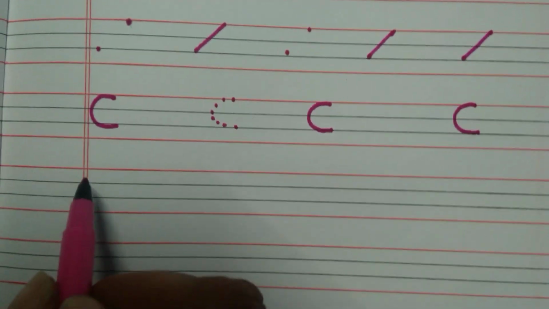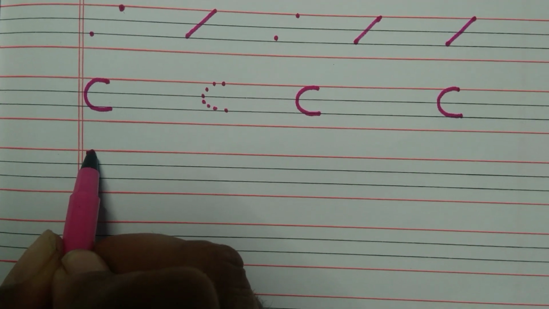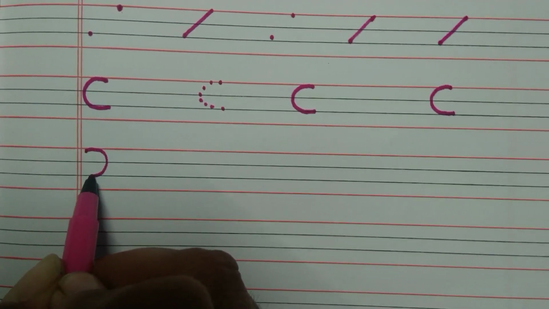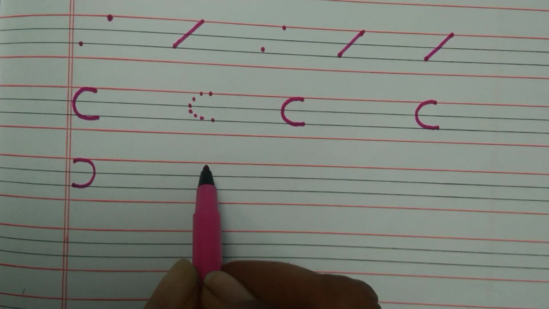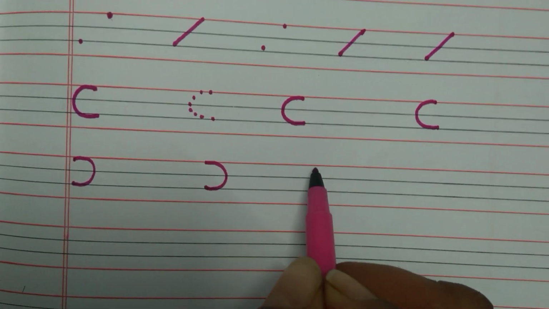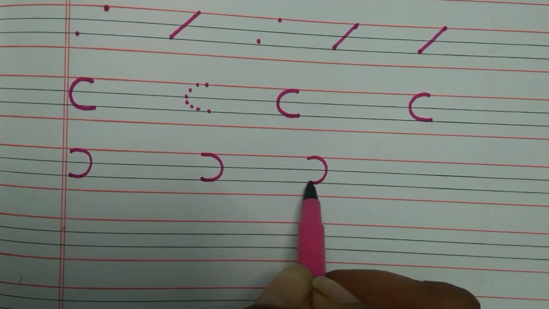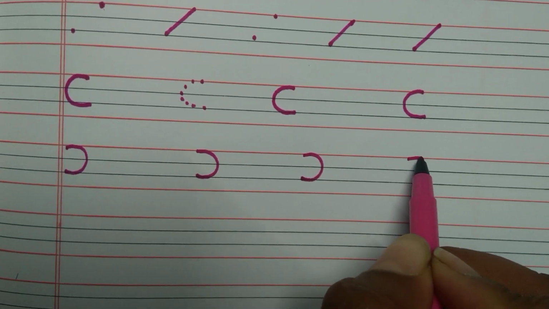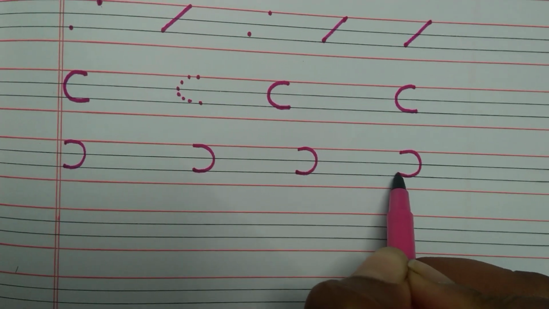Backward half circle. Make a fine curve like this. Half circle. Backward half circle.